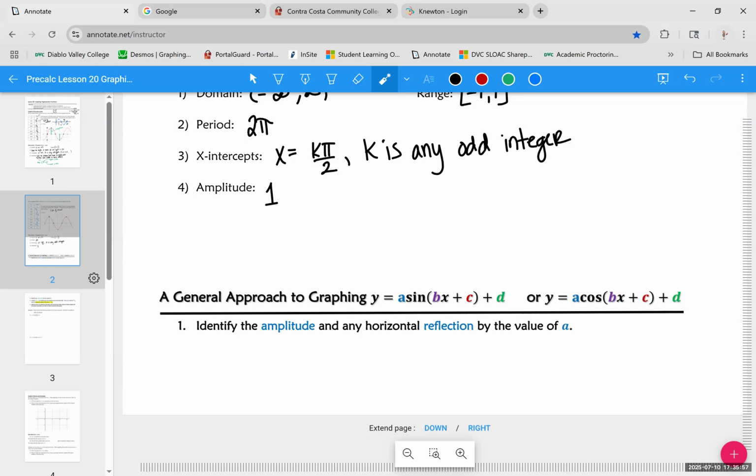Right? So A has everything to do with amplitude. So if A is 2, 3, 5, or 1/2, that changes the amplitude from 1 to whatever that value of A is. However, if A is negative, then there would also be a reflection, right? So a reflection over the x-axis if A is negative.